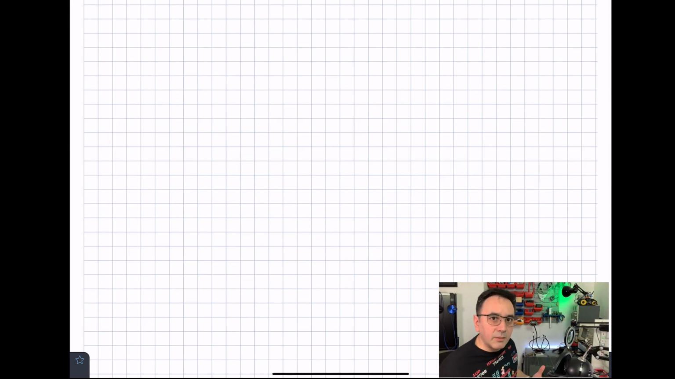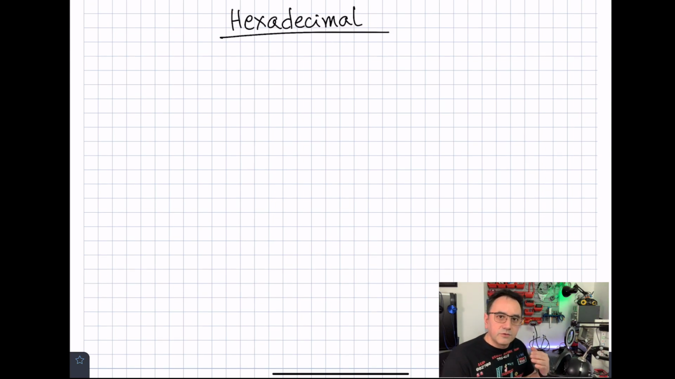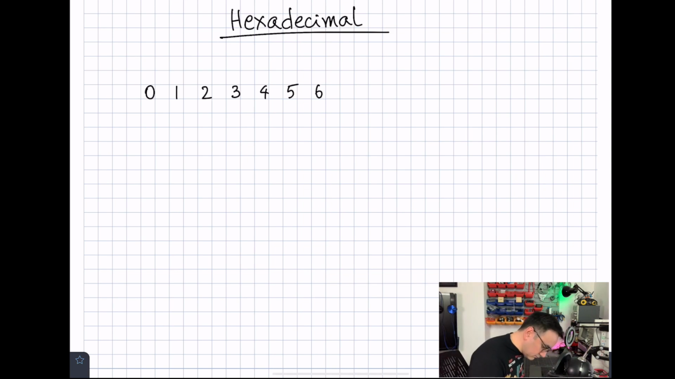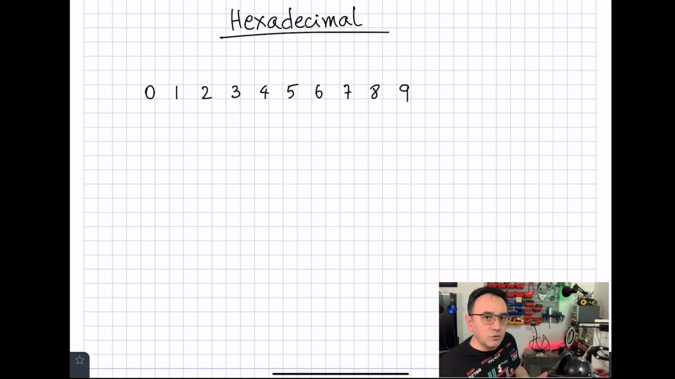Now let's take a look at the hexadecimal number. This is a number based on 16 symbols, on 16 different digits. In order to accomplish this, we have the same digits from 0 to 9. But then we also have to add the remaining ones to reach 15, because we start from 0, not 16. So what are we going to do?